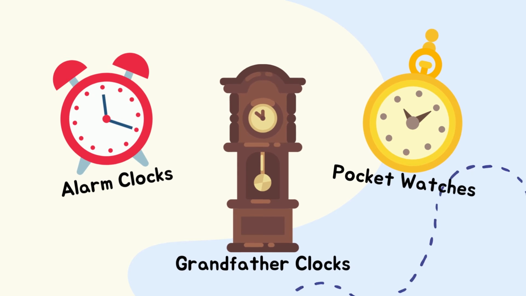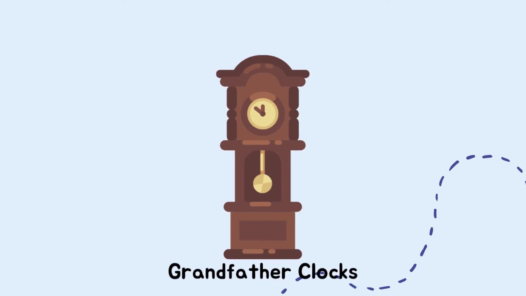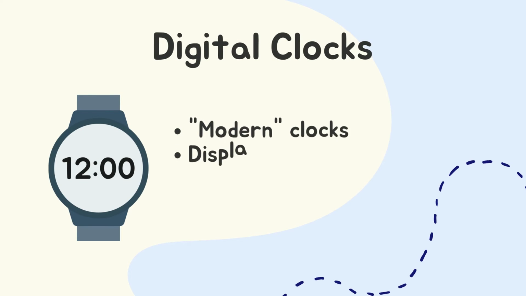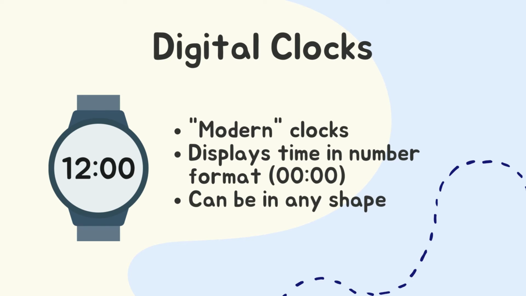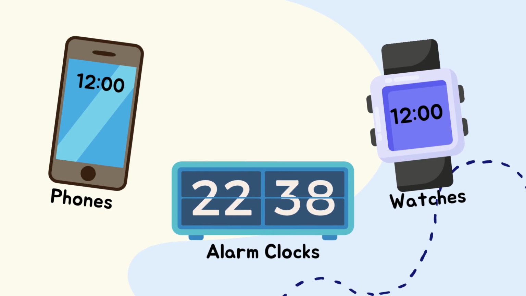Here are some analog clock examples. Digital clocks display the time in a certain format. The first number is always the hour, the second is always the minutes. Many people prefer digital clocks nowadays because they are easier to read than analog watches. Here are some digital clock examples.